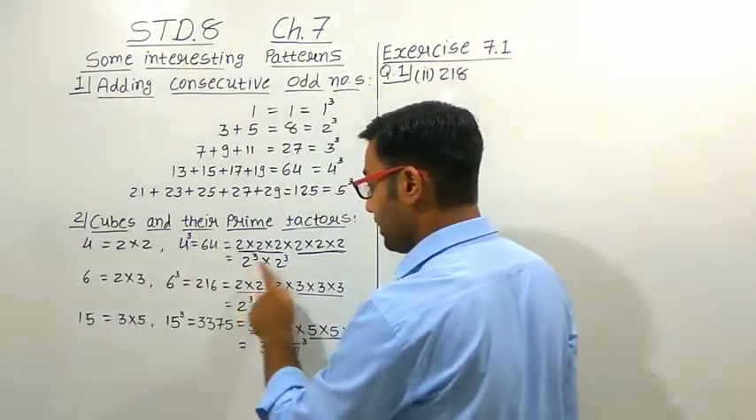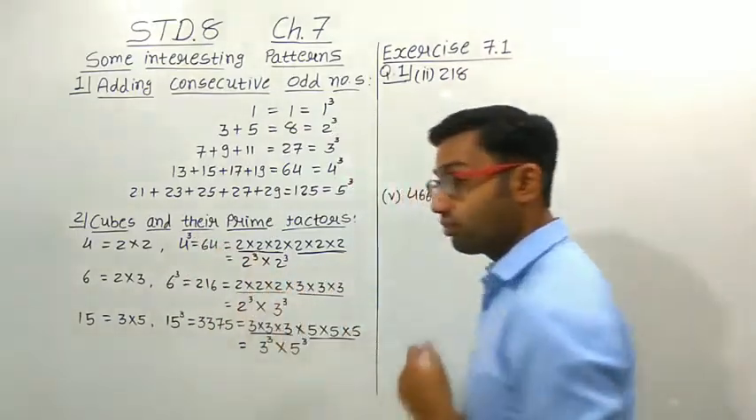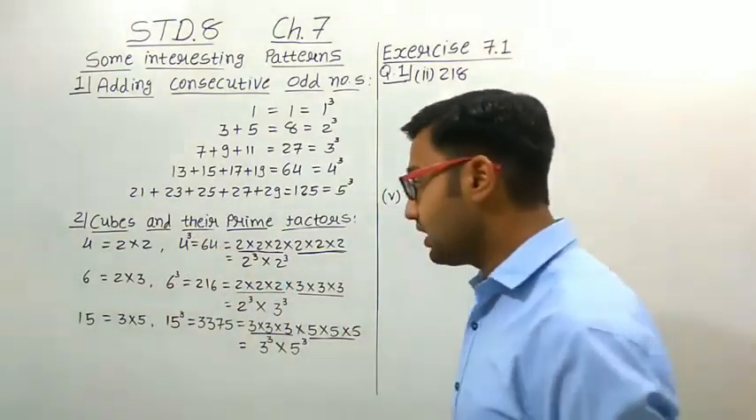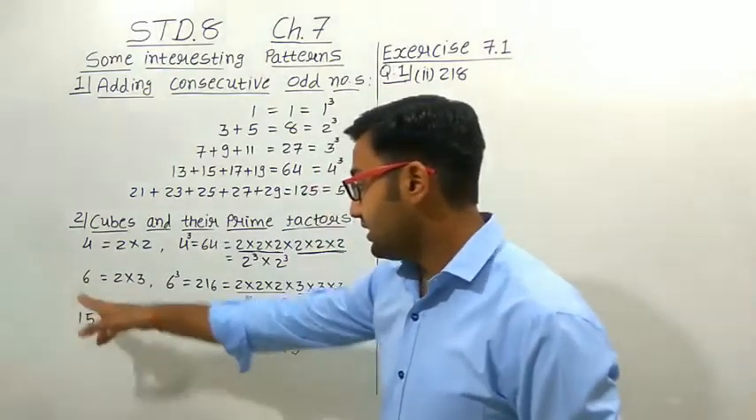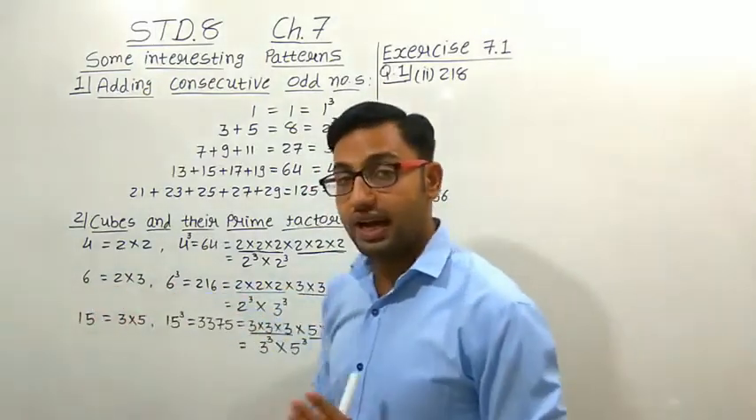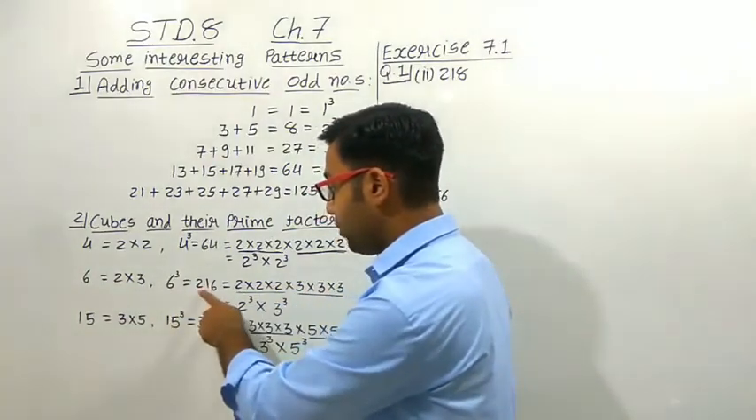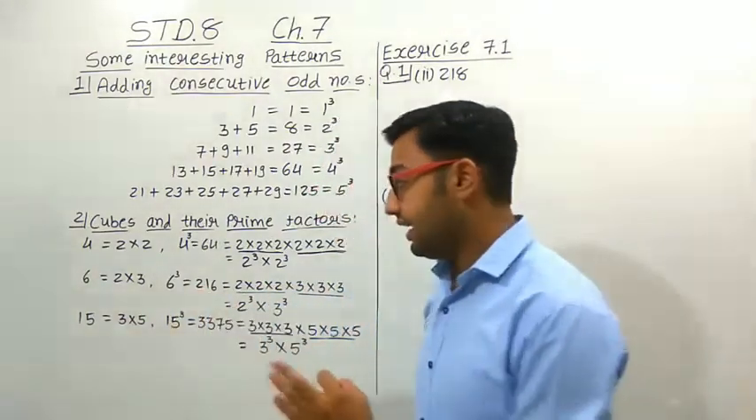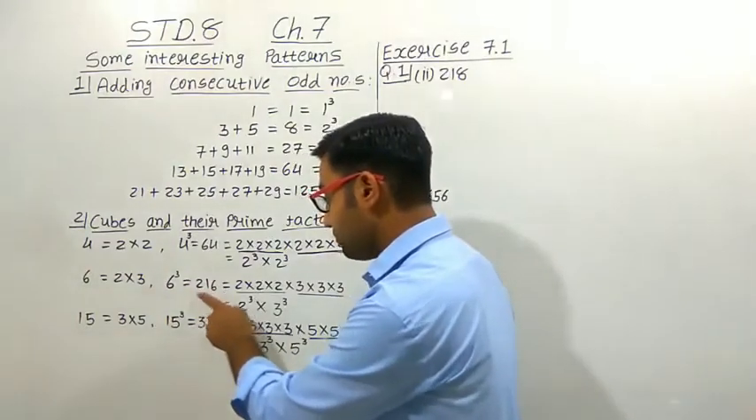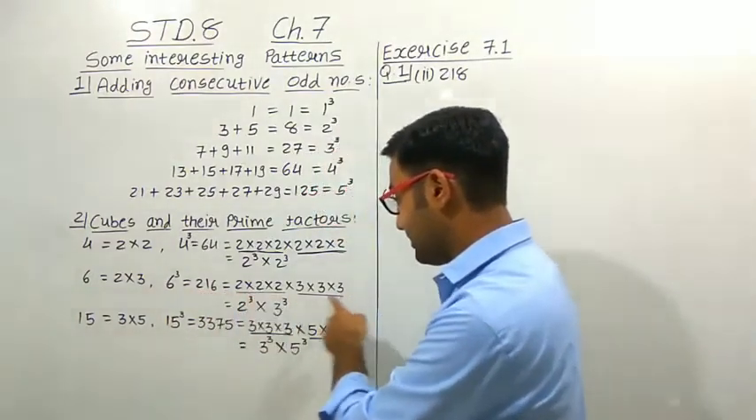That is why we have to write down the 2 cube as 2 cube. Understand? Let us see the 6. 6 we can write down as 2 3s are 6. Now when we apply the cube of the 6, we get 216. And the prime factors of this 216 is this.